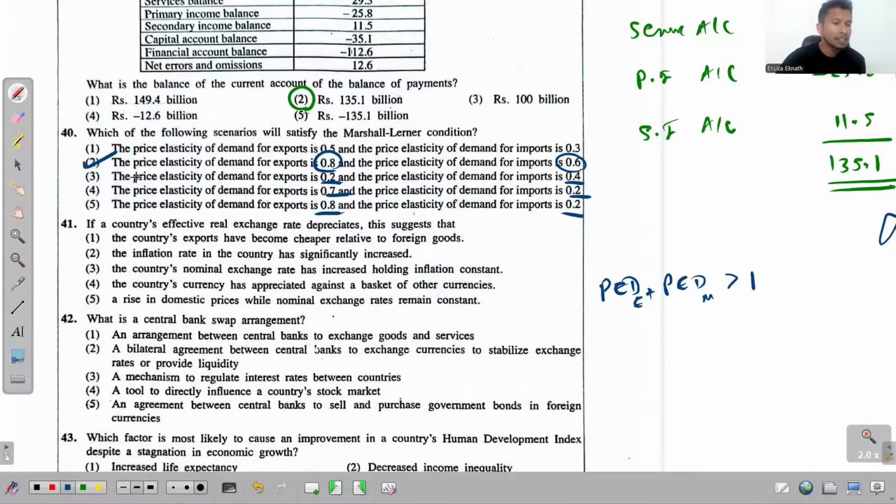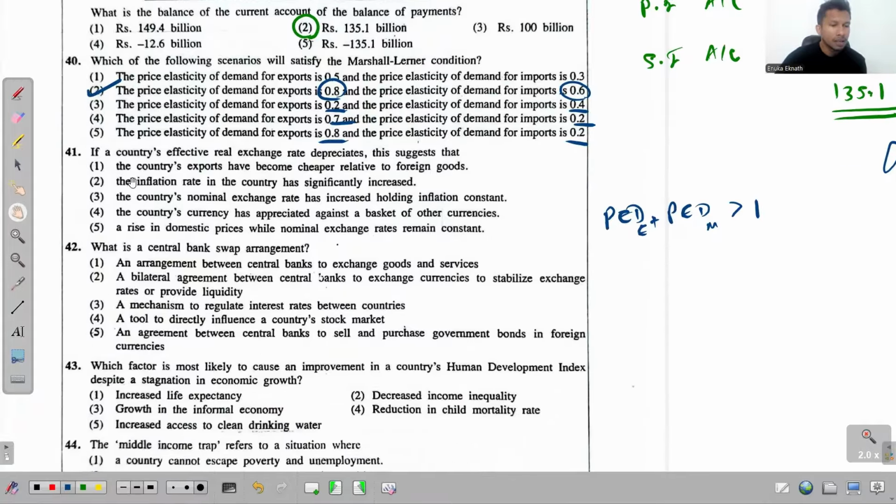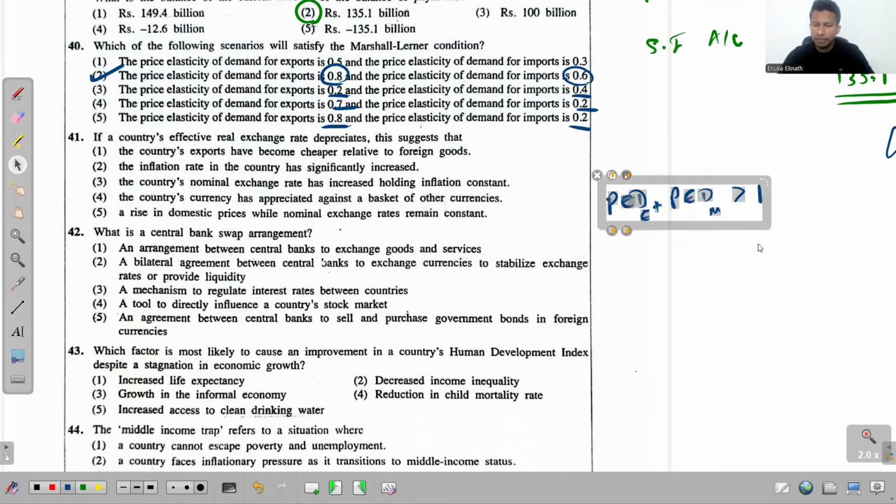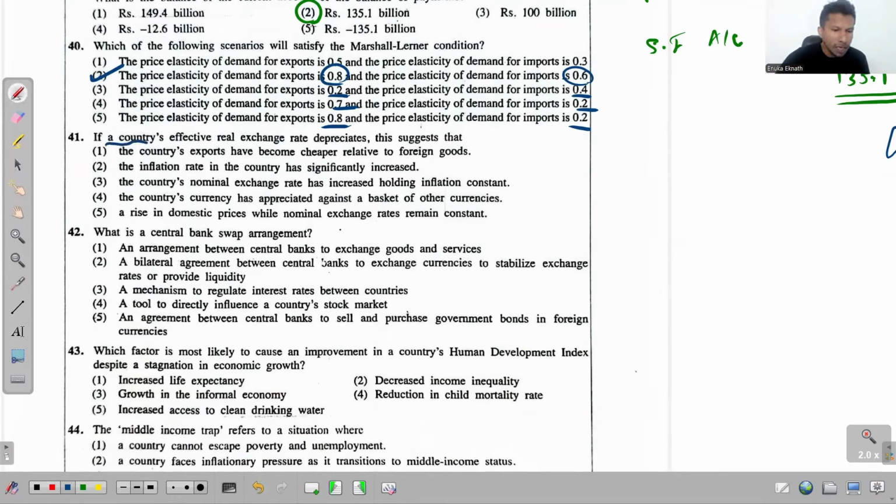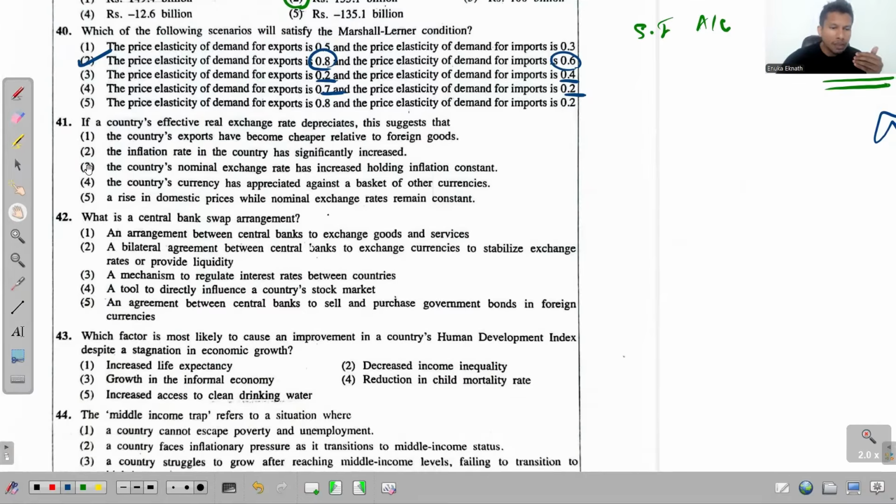So answer is the second one. Right. Now look at this question 41. It says if a country's effective real exchange rate depreciates. Okay. Before we discuss the given options, we will see how to calculate this effective real exchange rate.